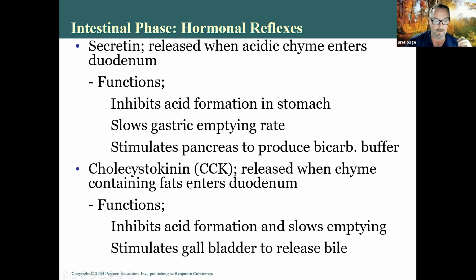Okay, another hormone is called cholecystokinin, or CCK. It's released when chyme-containing fats enters the duodenum. So the idea is it's a hormone that says, hey, there's fat coming in. We need to start doing something to help digest the fat. What it does is another negative feedback mechanism, inhibits acid formation and slows emptying, the same way secretin did. But the key to CCK is it stimulates the gallbladder to release bile. So bile comes in, it breaks up the fat from large chunks into small ones, and that allows the enzymes to get in there and digest it.